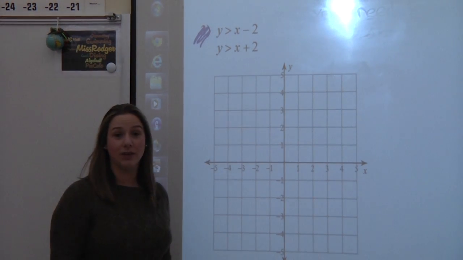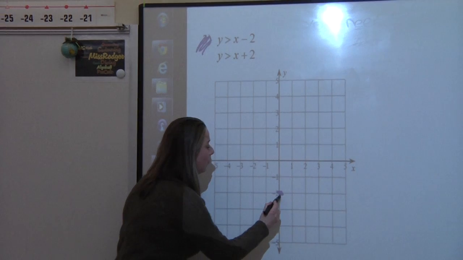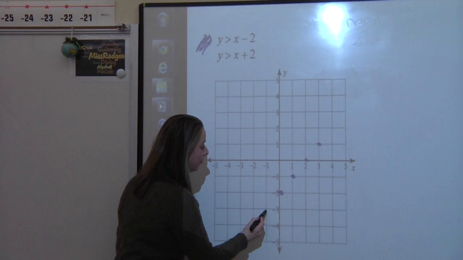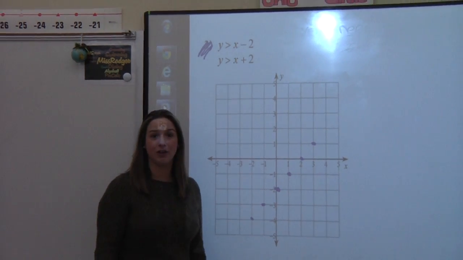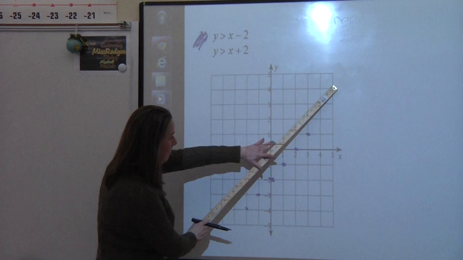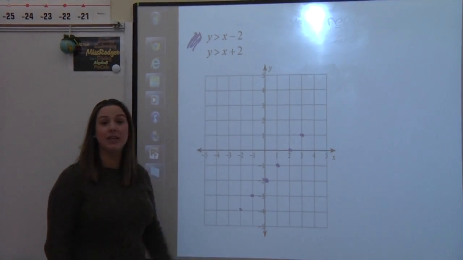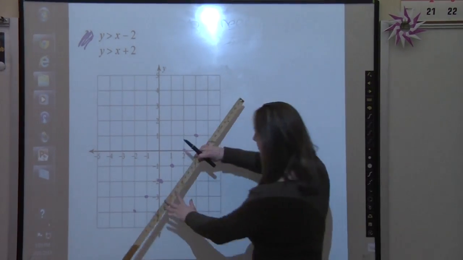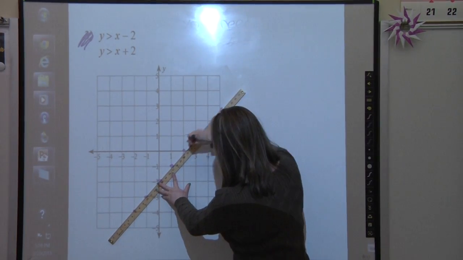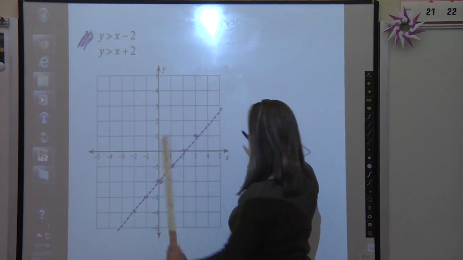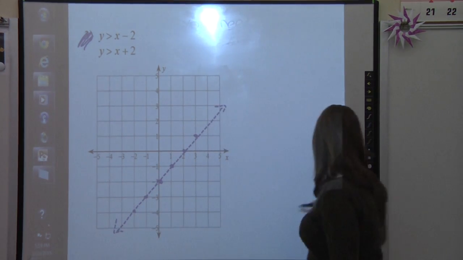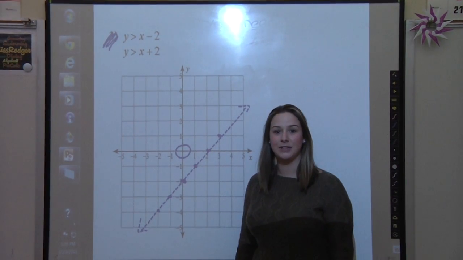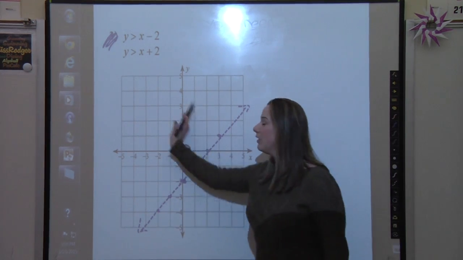Let's graph our first inequality in blue. Y-intercept of -2 and a slope of 1. It's always important to build multiple points on your graph and use a ruler. Notice we have two dashed lines. Let's test a point. I'm going to test 0, 0 to determine if I'm going to shade below the line or above the line.